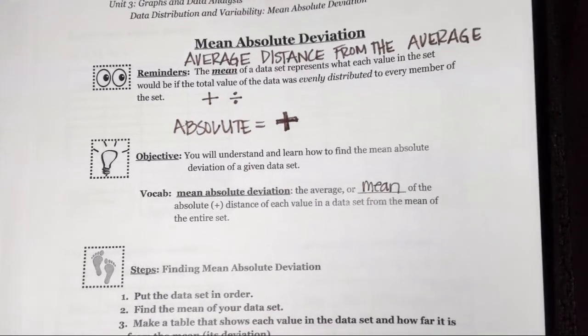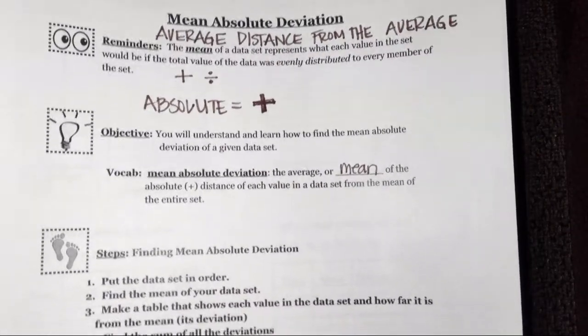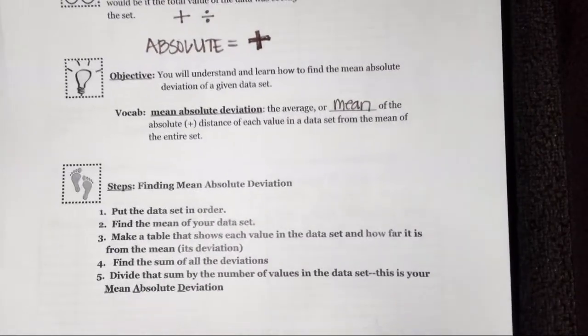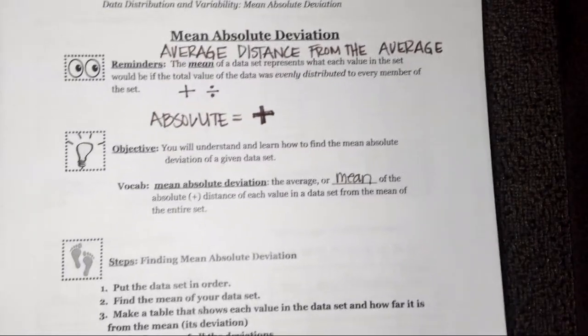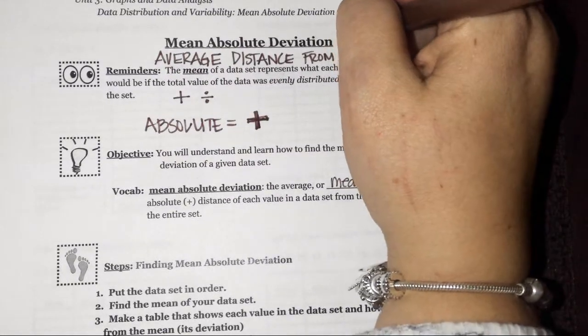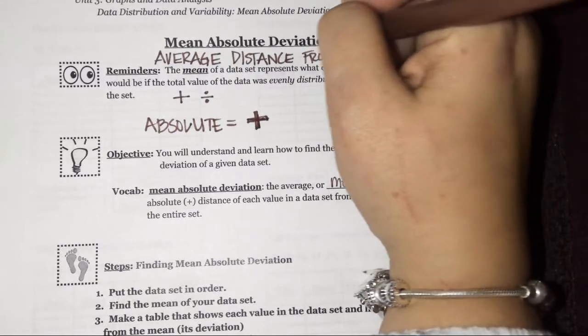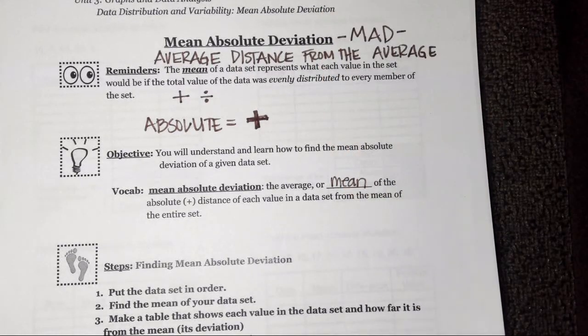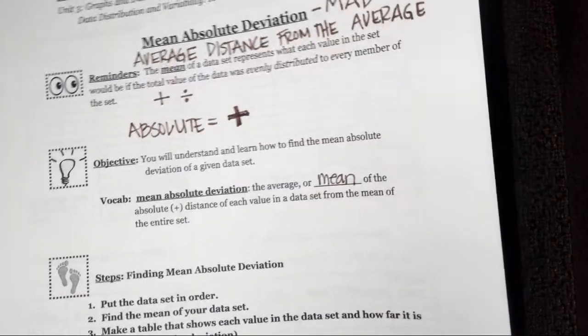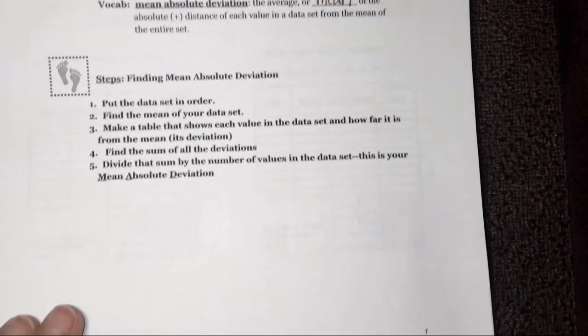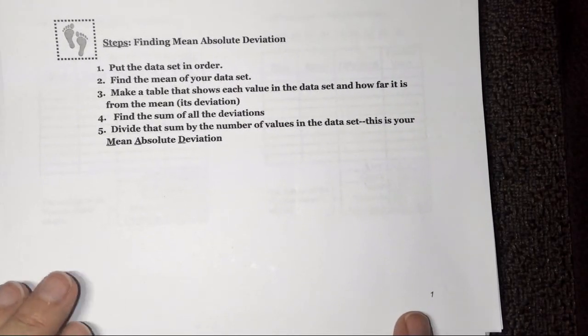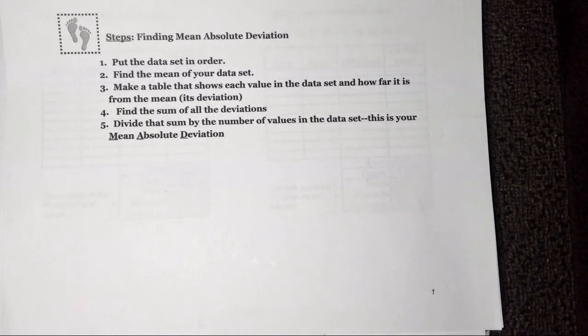So now let's walk through how we find mean absolute deviation. And you will hear this referred to as the MAD, M-A-D, okay? I hope it does not make you mad when I show you what you have to do. All right, so here we go. What is my first step in dealing with statistics? What do I do no matter what, every single time? Put the data set in order. Absolutely. I'm going to put them in order from least to greatest.